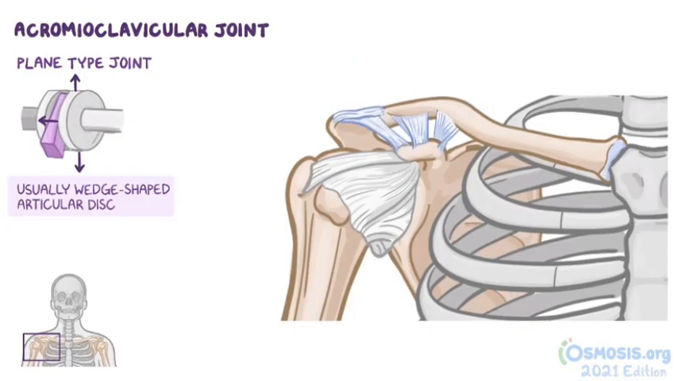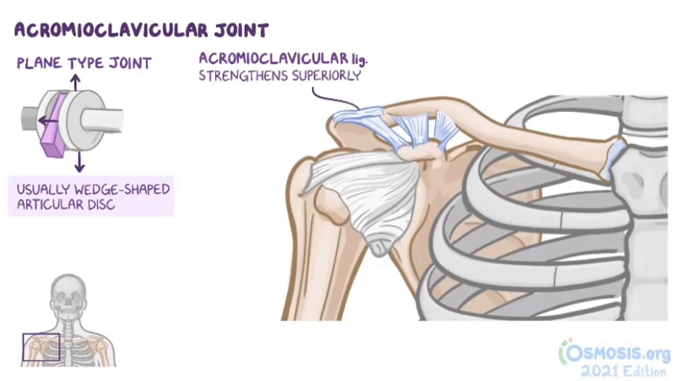The acromioclavicular joint is surrounded by a tough fibrous joint capsule with an internal synovial membrane that lines it. The acromioclavicular ligament strengthens the acromioclavicular joint superiorly and extends from the acromion to the clavicle. The acromioclavicular ligament alone can't hold this joint though, so it's reinforced by other ligaments further away from the joint, which are known as extrinsic ligaments.